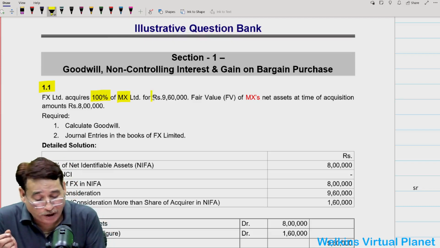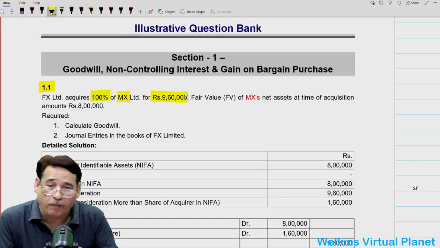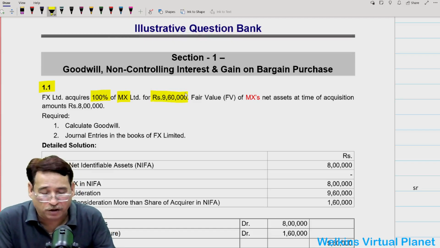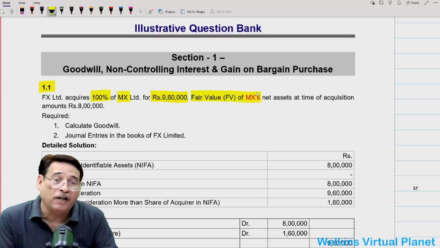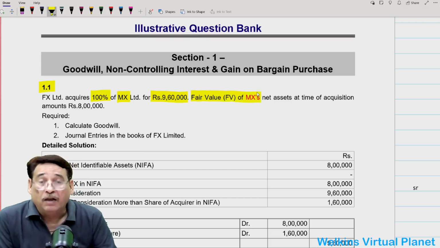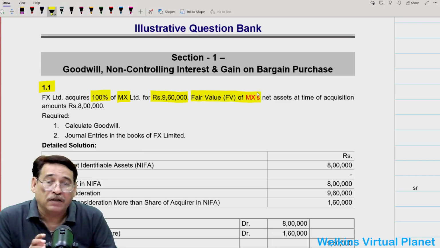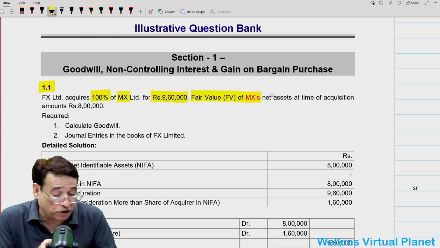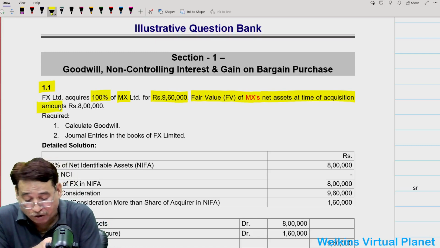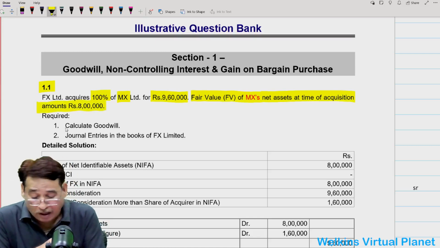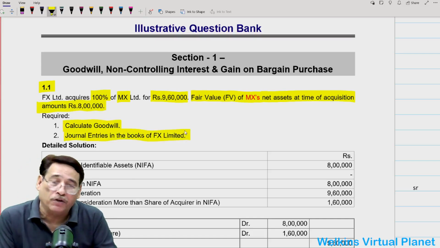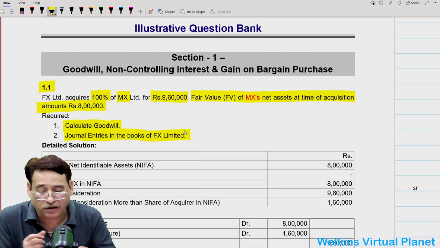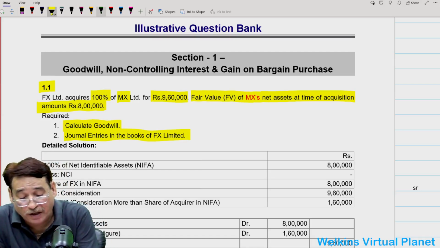Then you have to pay attention to what amount actually you paid as consideration to acquire the control, and also you have to take into account the acquiring company, which is MX Limited, the fair value of net assets on the date of acquisition. So it is mentioned that fair value of MX Limited net assets at the time of acquisition amounted to rupees 8 lakh. And we are supposed to compute the amount of goodwill, and we have to pass the entry in the books of FX Limited. Not a very tough task. You can, I think, manage this question.